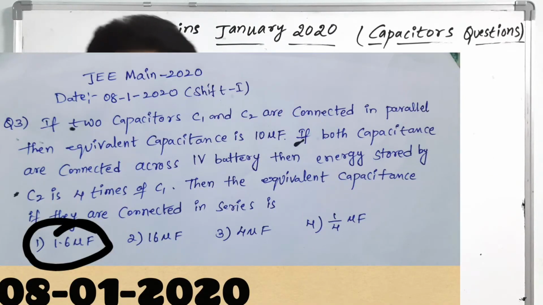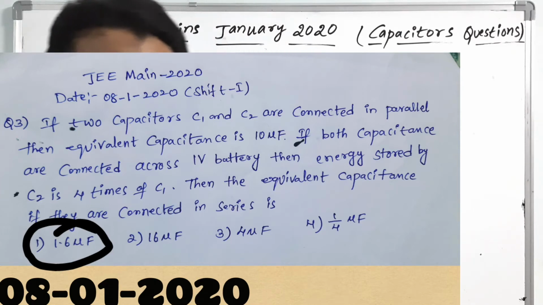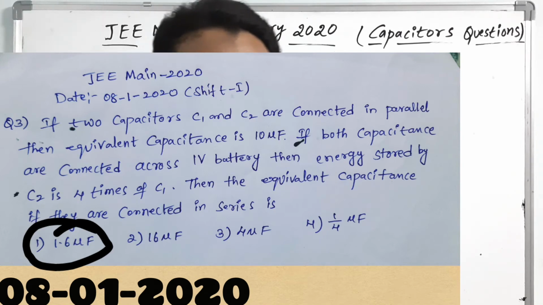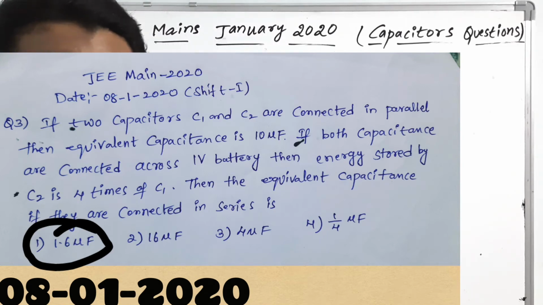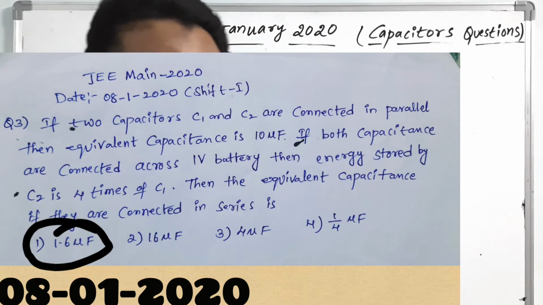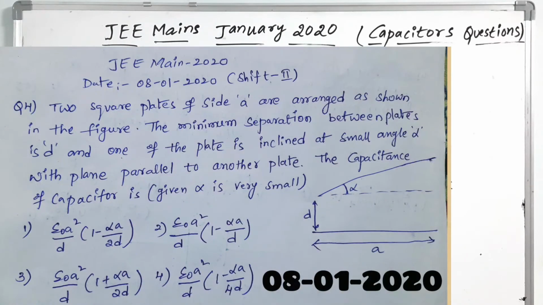And finally, see here the options given: 1.6 microfarad, 16 microfarad, 4 microfarad, 1 by 4 microfarad. So the first option is correct, 1.6 microfarad. The answer is 1.6 microfarad. First option is correct.